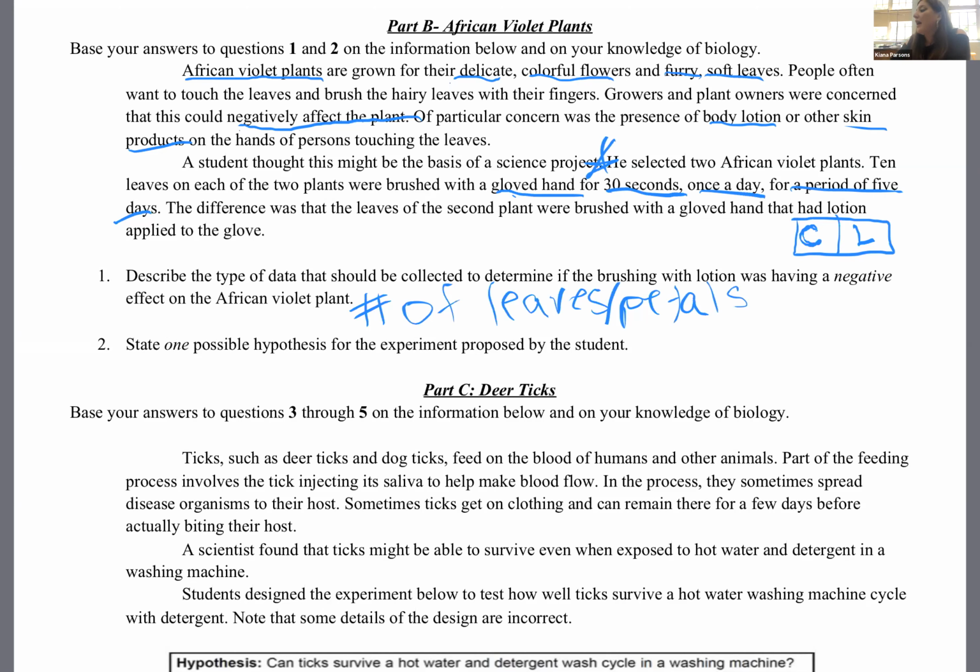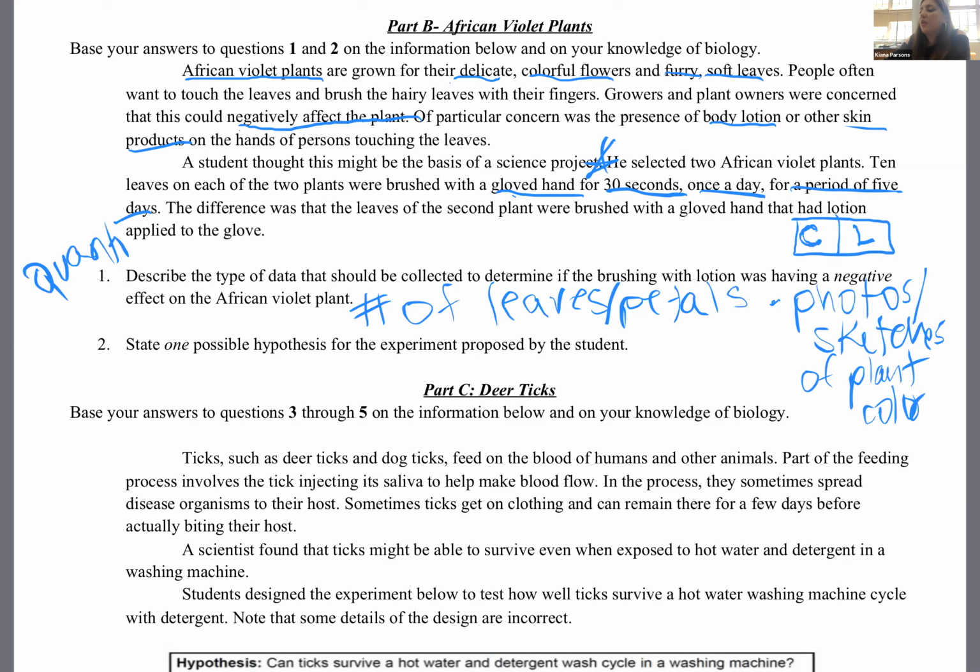You could also gather data by photos, sketches of plant color. But in general, we want some quantitative, meaning numerical, or qualitative, meaning subjective. So the plant looked wilted, documented with a photo on day 5 compared to day 1. And these are the 2 different types of data that we can gather in an experiment.